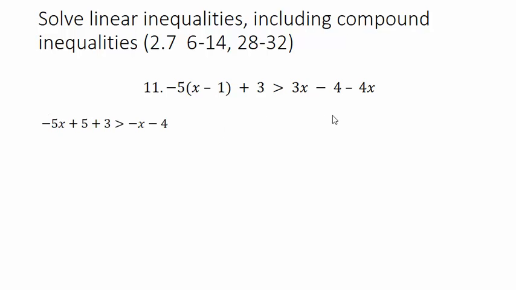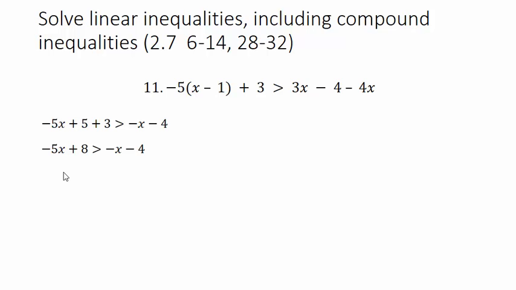So first I'm going to do a little simplification. We can distribute the negative 5 and get negative 5x plus 5 plus 3. And then I can do 3x minus 4x on the other side and get negative x minus 4. And then I have like terms there. 5 plus 3 is 8. So we have negative 5x plus 8 is greater than negative x minus 4 if we completely simplify both sides.